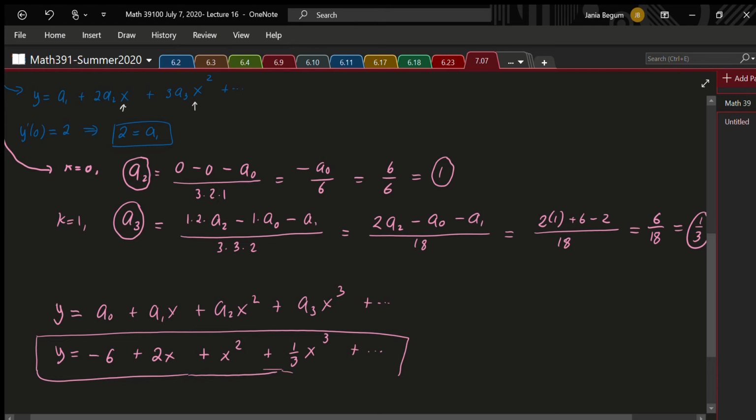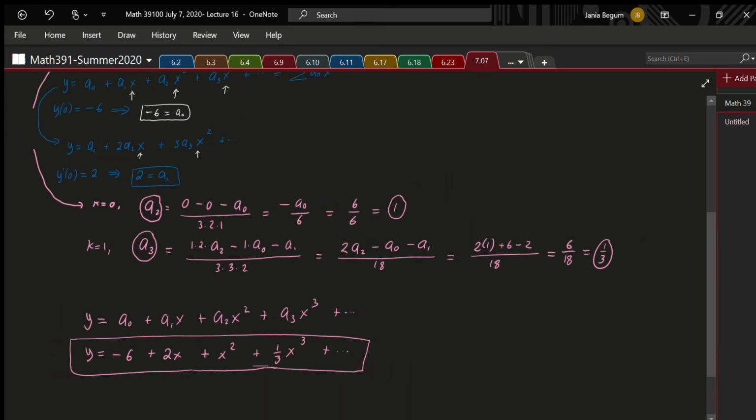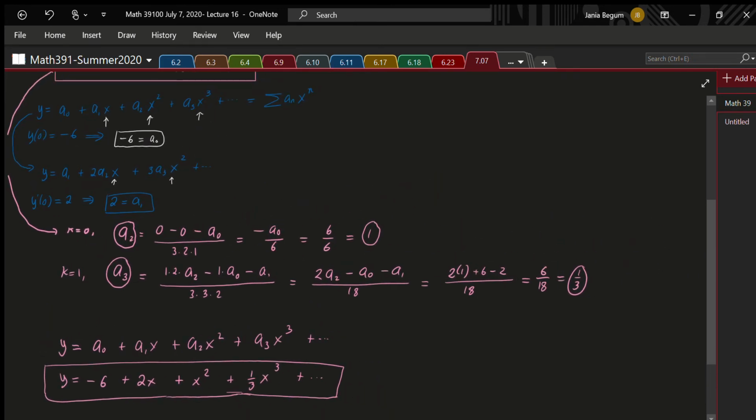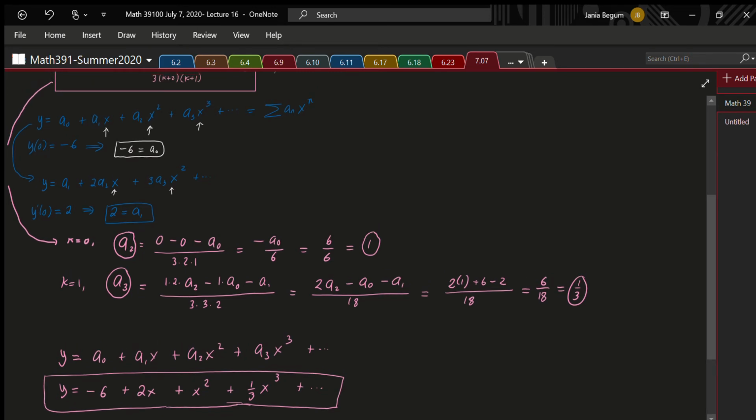So it's kind of nice, right? Not so bad. It's a nice polynomial. So any questions on this problem, guys? Does it make sense?